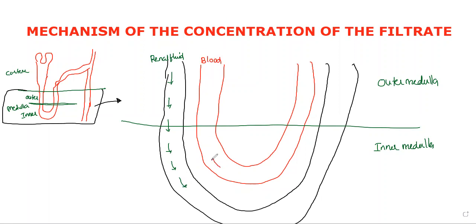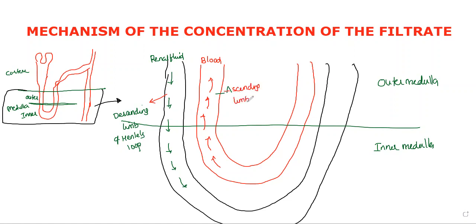So what is counter current? If you understand these arrow marks, we can say that is counter current. And what do we name this? This is called descending limb of Henle's loop. And this is called ascending limb of vasa recta.